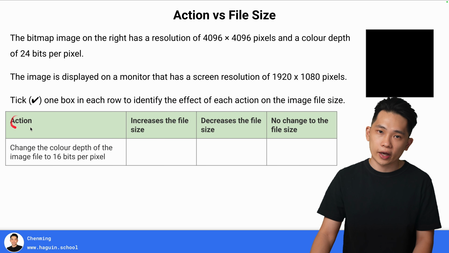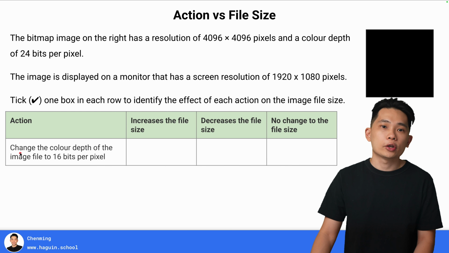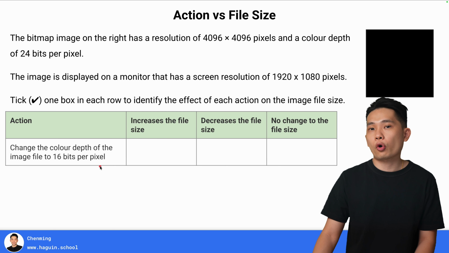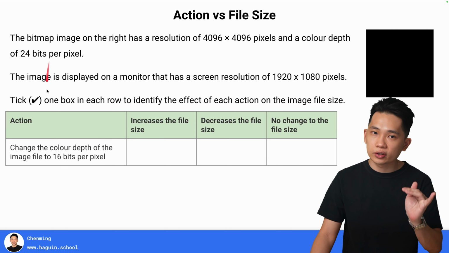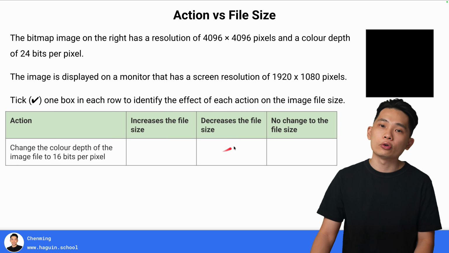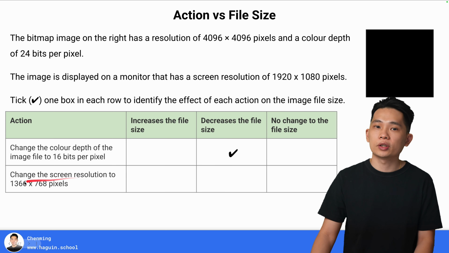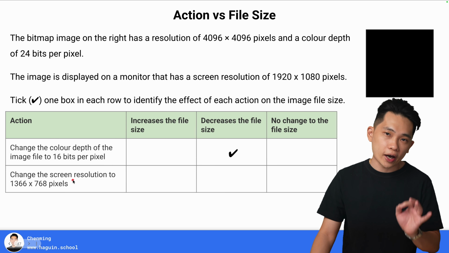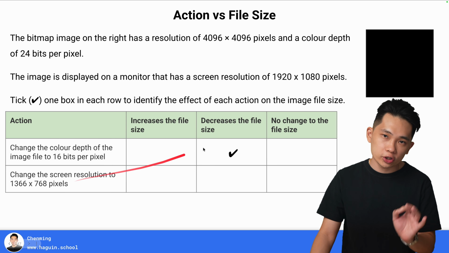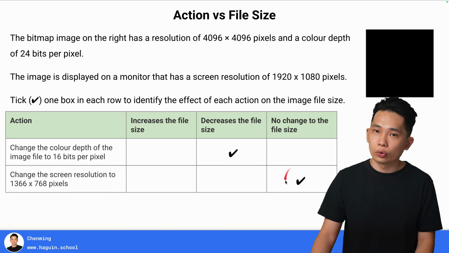So first of all, these are the actions, whether it increases, decreases, or has no change to the file size. The first action will be change the color depth of the image file to 16 bits per pixel. So the original will be 24 bits per pixel. Now we reduce the number of bits per pixel, which means it will decrease the file size here. And next will be change the screen resolution to 1366 times 768 pixels here. So for this one, we are just changing the screen resolution here. We are not touching the image here. Therefore, the solution will be no change to the file size.